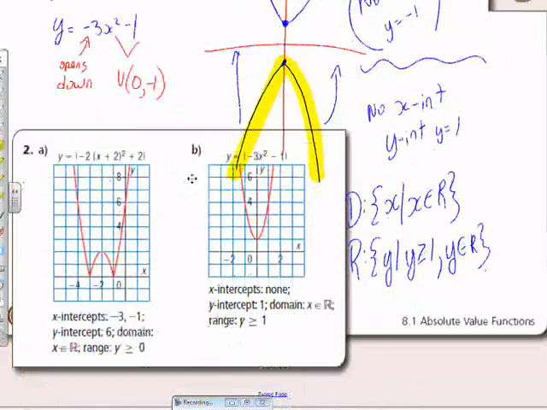There's your information with a nice graph so you can see what they look like.